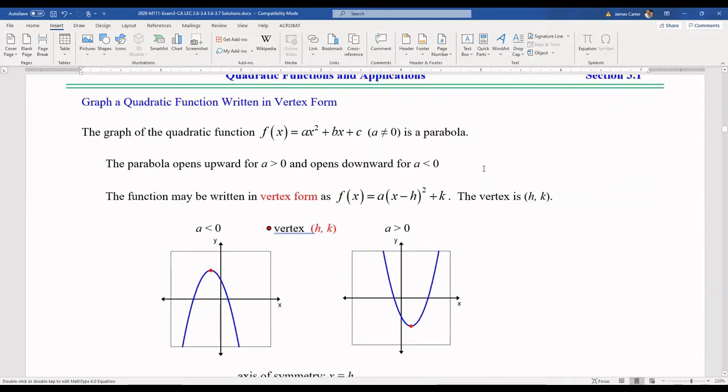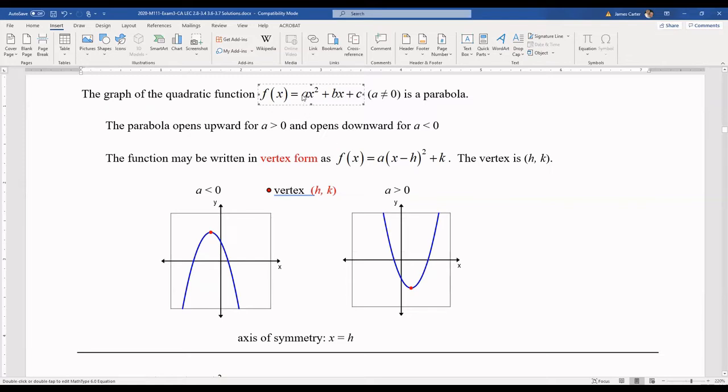Okay, graph quadratics in vertex form. Vertex form is what we've got here. If it asks for vertex form, this is standard form. Now, if this A term here or here is positive, greater than 0, then the graph will open up. If that A is negative, then the graph will open downwards.